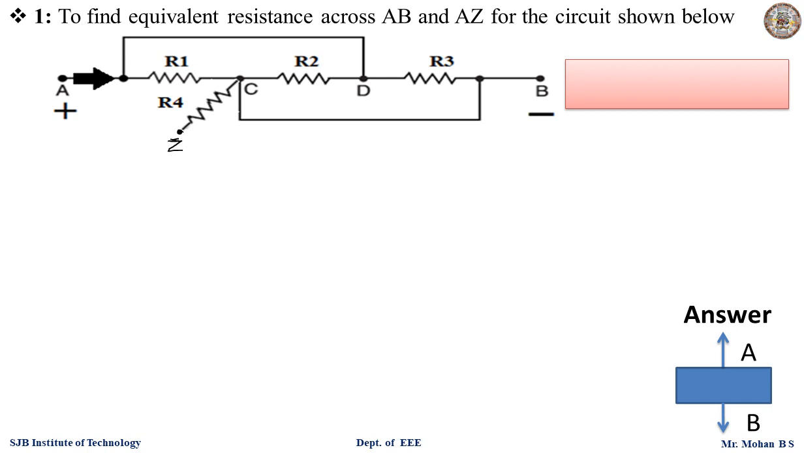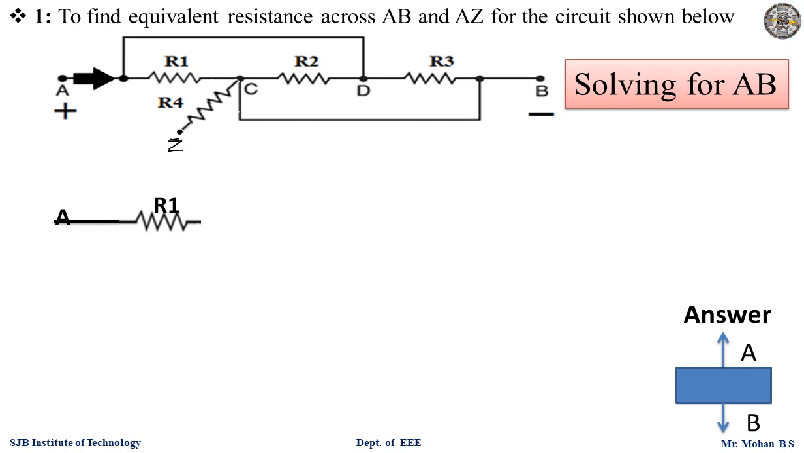So here is a given problem where you have to find R equivalent across AB and AZ for the given circuit. Here you can take any value for R1, R2, R3 and R4. The method remains the same. Whatever the values may be, apply the same method, substitute, and then you can find the answer. I'll be solving first for AB.